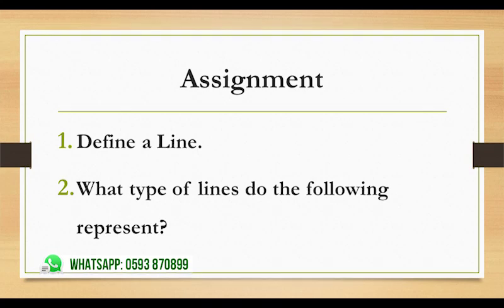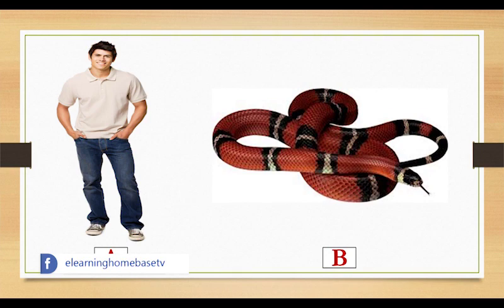Number 1, define a line. Number 2, what type of lines do the following represent? So take a look at the pictures there. You can quickly snapshot and maybe answer them later. So A is a man there. B we have a snake. What lines are they representing?